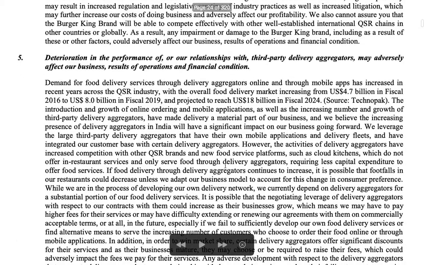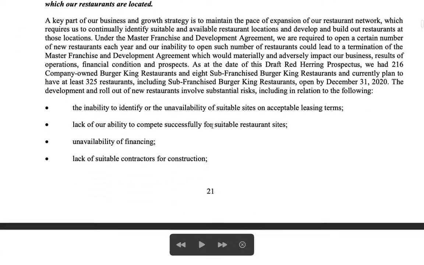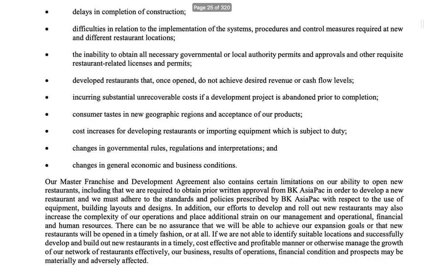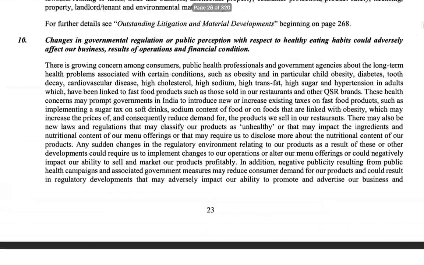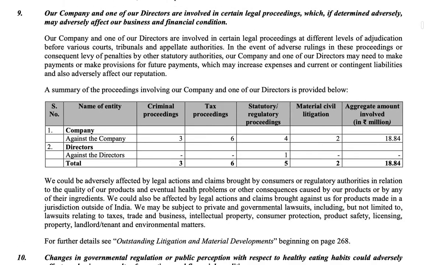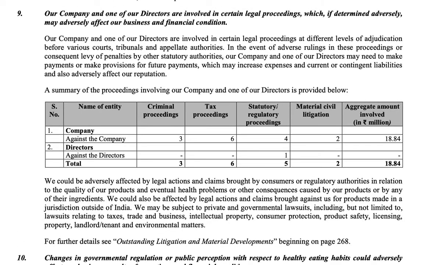All right. I'm going to skip the other risk factors. Feel free to take a look at them in your own time. But what I'm going to do is focus on one risk factor. This is a risk factor that is usually there in all offering documents or all offer documents. There will be a risk factor in the top 10 which talks about legal proceedings.